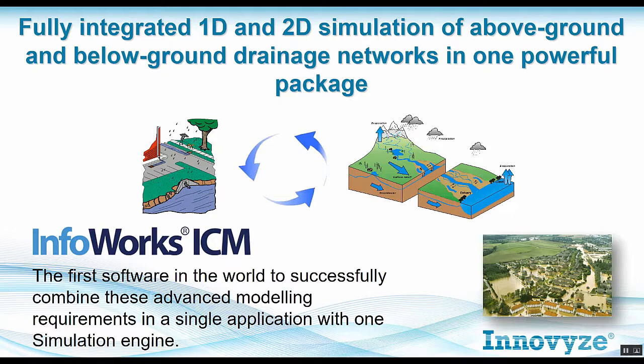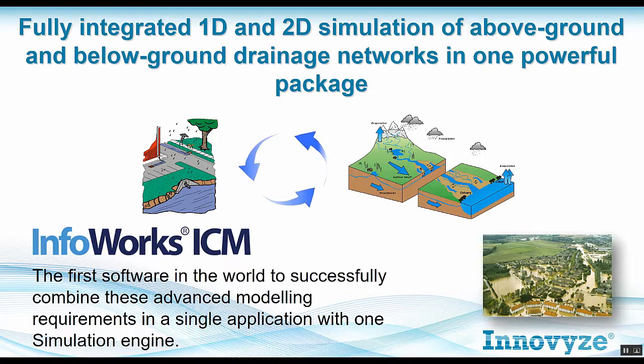Water will exit from the sewer network or the river system onto the ground. It may well travel from the ground back into the sewer network or into the river system. So the one-dimensional and two-dimensional mathematics need to talk to each other to represent what actually happens in the real world.